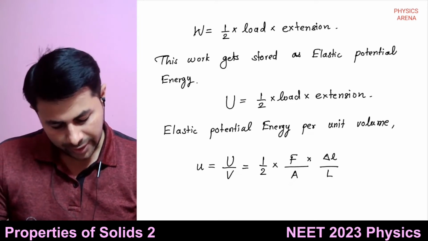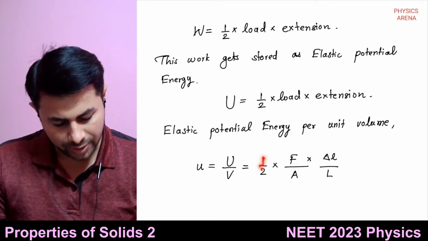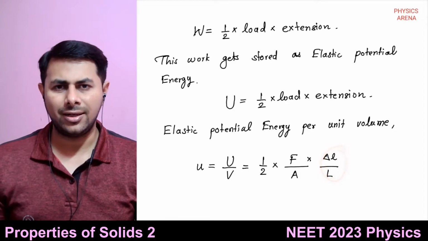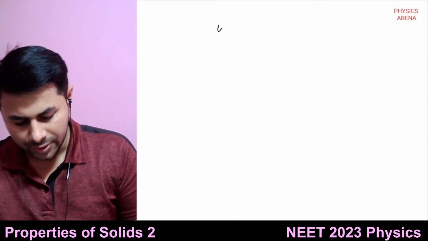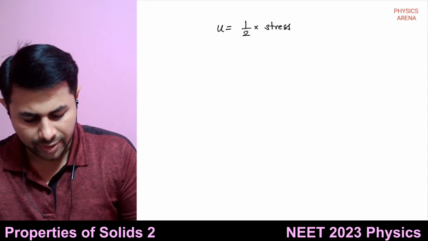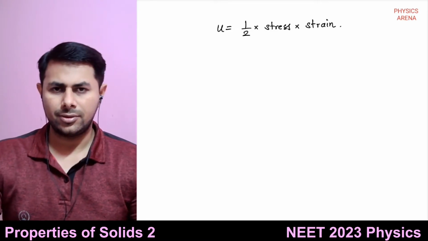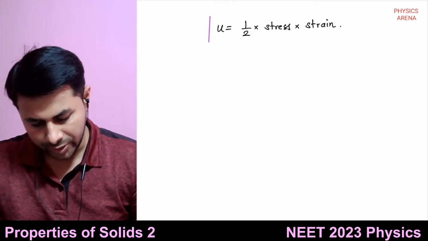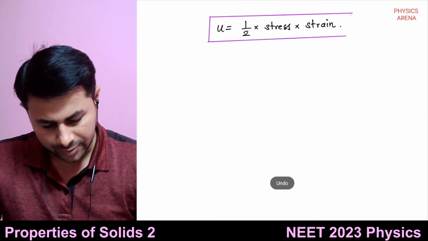What do I get? I get elastic potential energy per unit volume is equal to half of F upon A, this is stress, and delta L upon L is strain. Okay, so small u is equal to half of stress multiplied by strain. Okay, so potential energy per unit volume is equal to half of stress into strain. This formula we get.